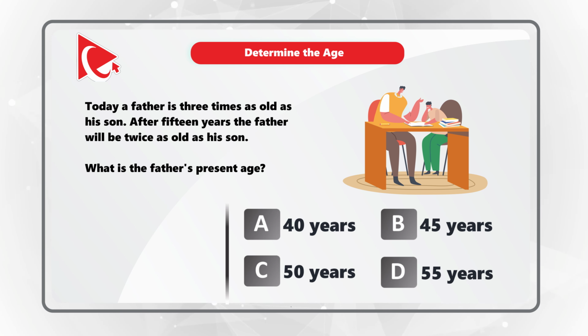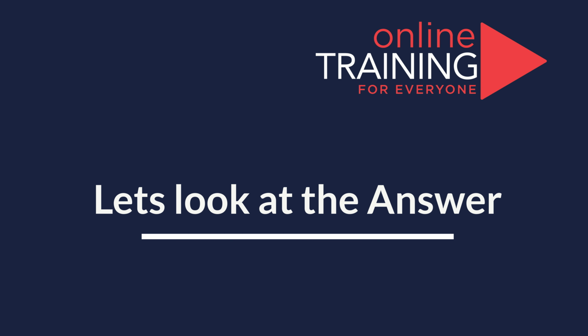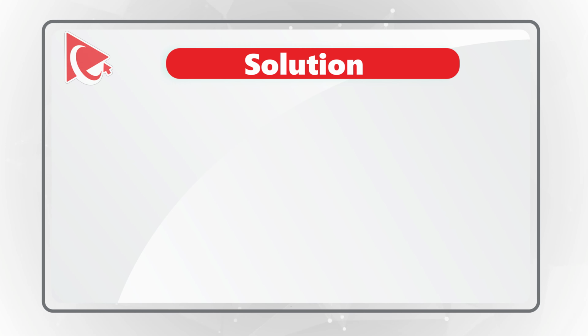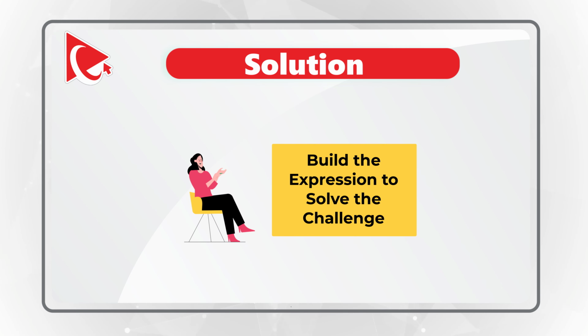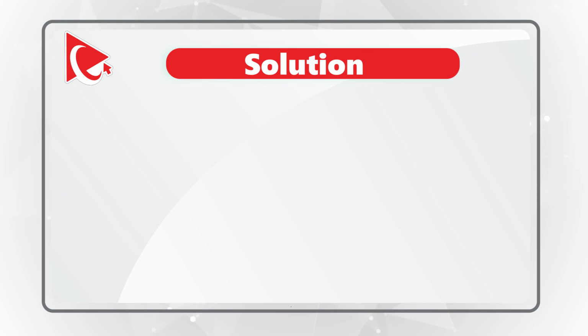Do you see the answer? Give yourself a little bit of time to see if you can come up with the solution. One of the ways to solve this problem is to take a number from the choices and see if it will work in the math. But instead of doing that, we're going to build the expression and calculate the father's present age. In the first step, we're going to introduce 2 variables.